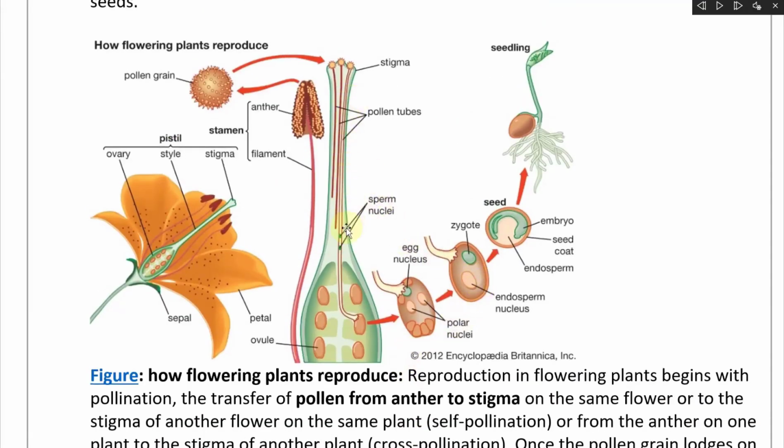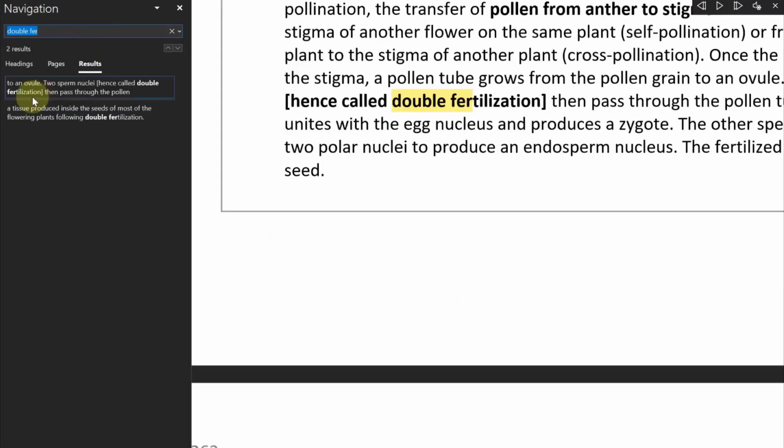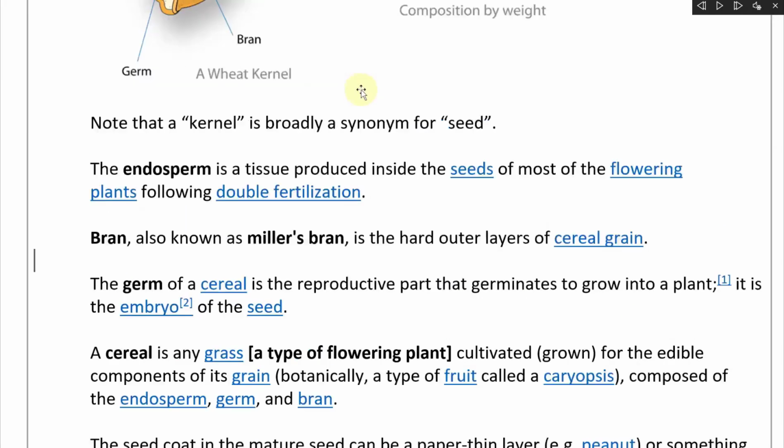So yeah, you have this double fertilization. You have two sperm nuclei going in. One goes to the polar nuclei and forms the endosperm, and the other one forms the zygote with the egg. That's very, very interesting. All right, so let's continue back over here. Let's click here and do search. And we are back here. All right, so that's the endosperm.